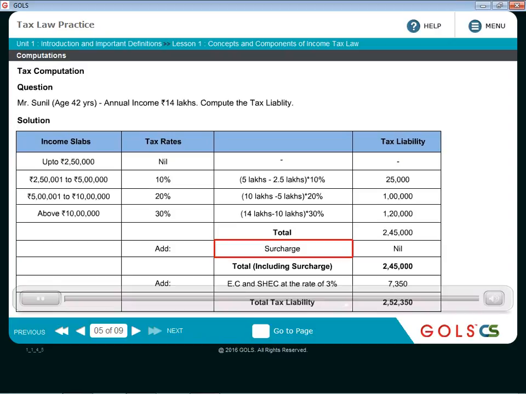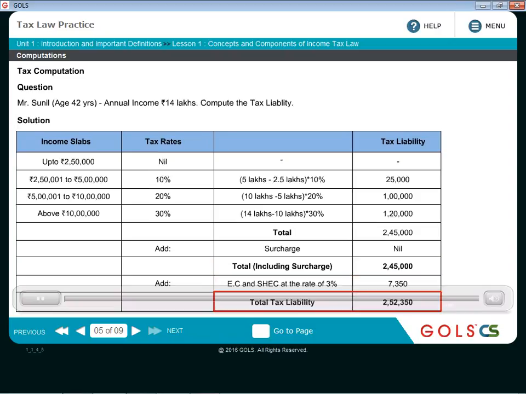But as you can see, the total income is just 14 lakhs and therefore the surcharge is not applicable. So on 2,45,000 without surcharge, we will be required to calculate the education cess. So 2,45,000 plus 0 surcharge gives the total tax of 2,45,000. On this we add education cess at the rate of 3%. 2,45,000 into 3% gives us 7,350 rupees.